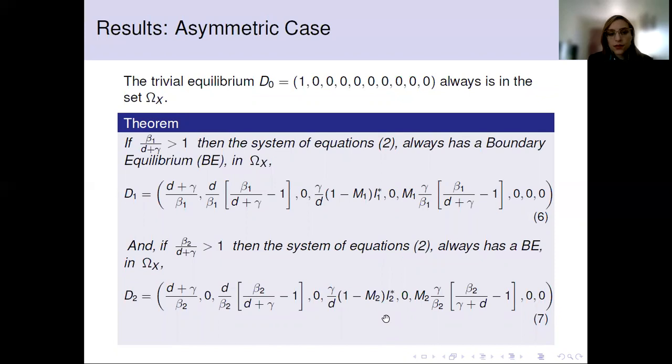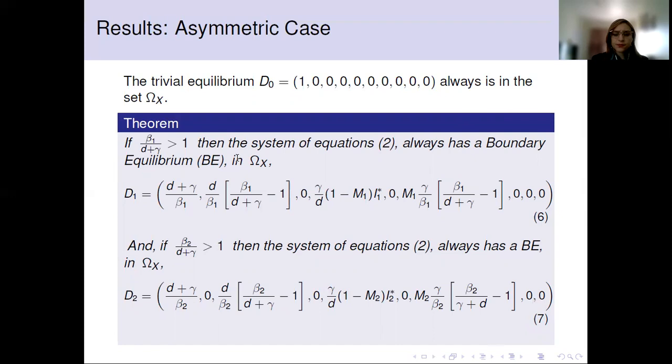So now I'm going to talk about our mathematical results about the equilibrium and the stability of the system. We find the trivial equilibrium, which represents no disease in the population. Then we also show there are two boundary equilibria. That is when we have just one serotype or the other serotype.